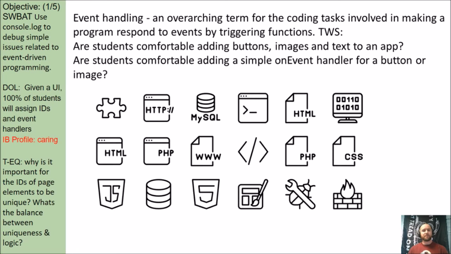Event handling is an overarching term for the coding tasks involved in making a program respond to events by triggering functions. Here I'm asking you to tell me how comfortable you are adding buttons, images, and text to an app, and are you comfortable adding a simple on-event handler for a button or image? I know this is only day 2, but I don't want you to freak out over all the new things we're learning to do with programming.